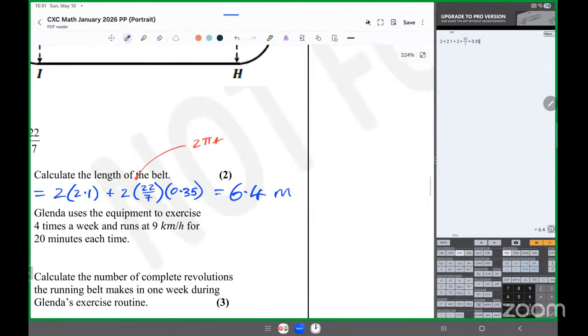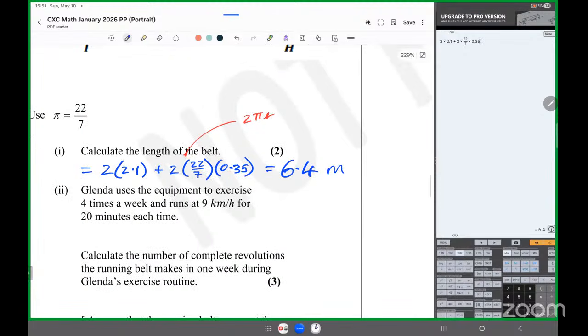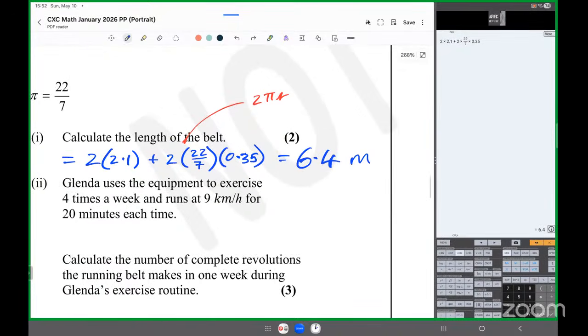So we need to find the total distance Glenda ran for the week and divide that by 6.4 to know the number of revolutions, right? Because each revolution is 6.4. So we have to work out the total distance that she ran. The total distance is found from the speed and the time.